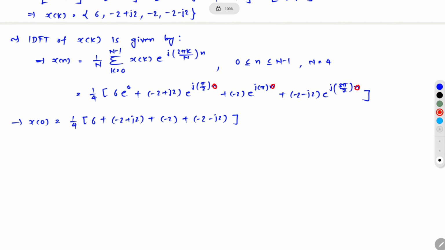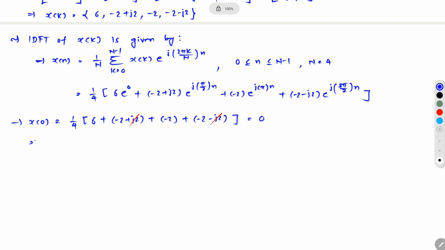Now if you observe, the plus j2 and minus j2 get cancelled. 6 minus 2 minus 2 minus 2. So 6 minus 6, that will be 0. So one can say x of 0 is 0.